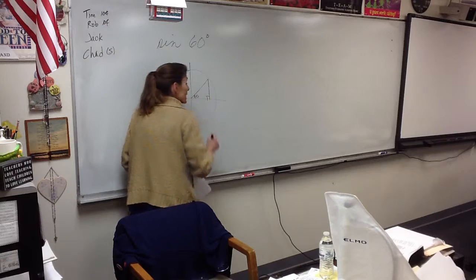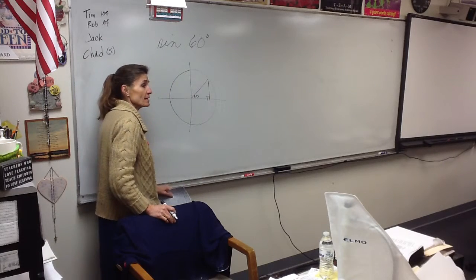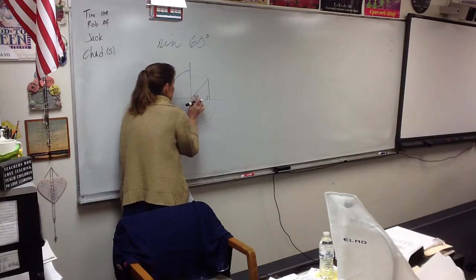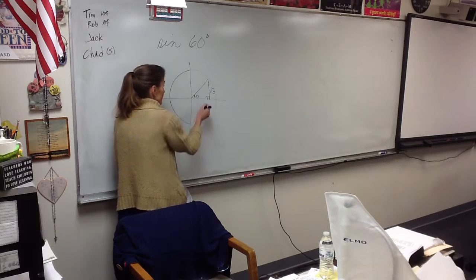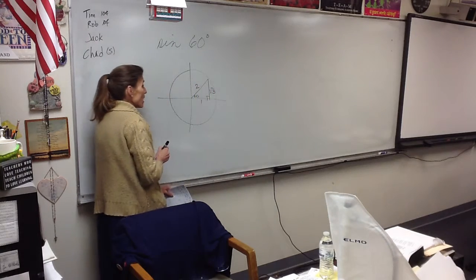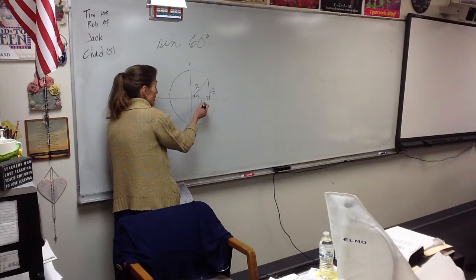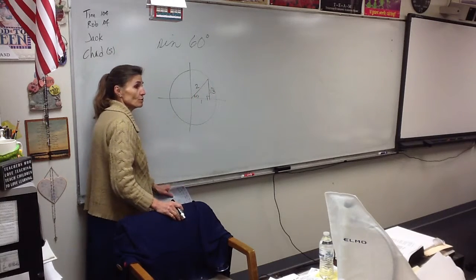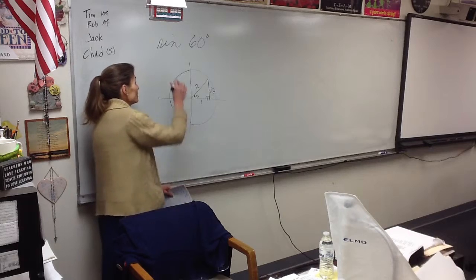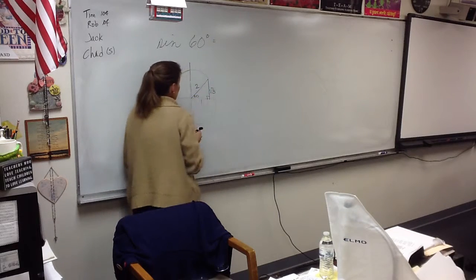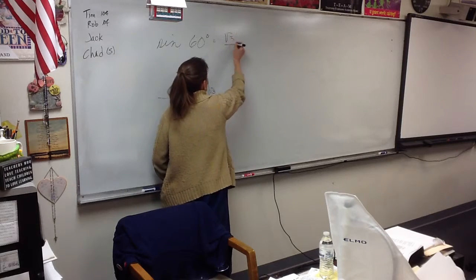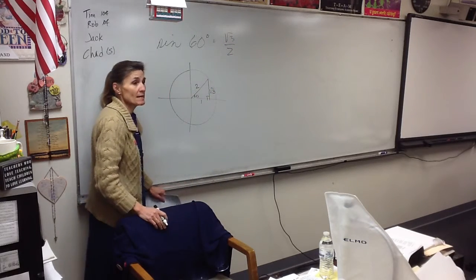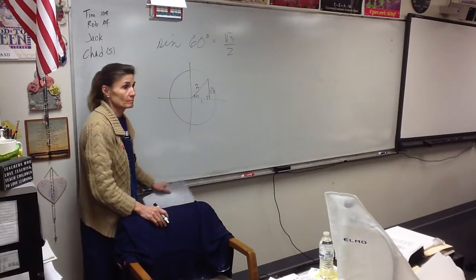Not everybody got this problem right. I need you paying attention. This is a 60-degree angle. Across from the 60 is root 3. I have memorized that the other leg is 1 and the hypotenuse is 2. I want the sine. Sine is opposite over hypotenuse or root 3 over 2. Does anybody have a question about that?